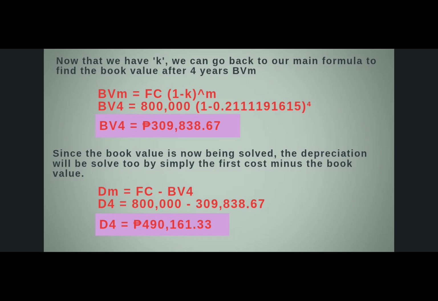Since the book value is now solved, the depreciation can be solved too by simply taking the first cost minus the book value. DM equals FC minus BV4. So D4 equals 800,000 minus 309,838.67, which is equal to 490,161.33, and that's our depreciation.